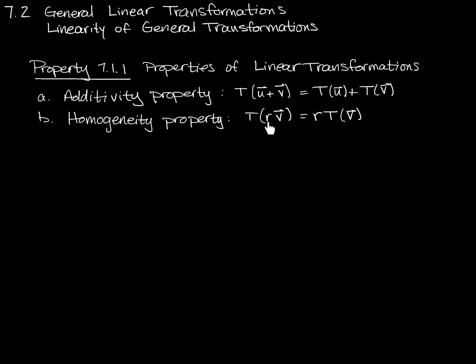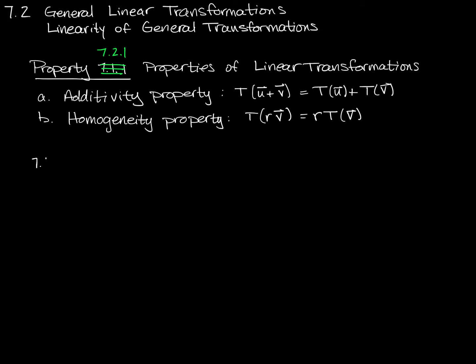Here's the other one. I can either scale a vector and then transform the scaled vector, or I can transform a vector and then scale the result, and I'll get the same thing. Well, the nice thing about this is that we're not stuck working with real numbers here. We're not stuck working with Euclidean vector spaces. In property 7.2.1, the exact same two properties are listed and they are identical. The only difference is that u and v are not now necessarily vectors in Rn.